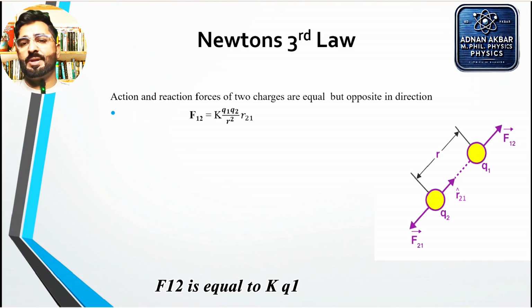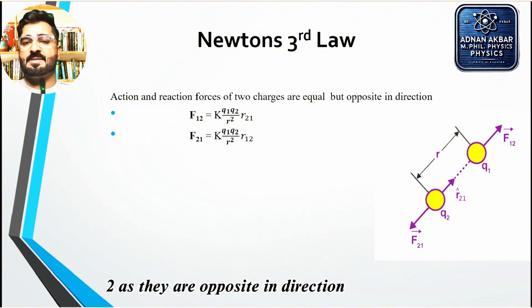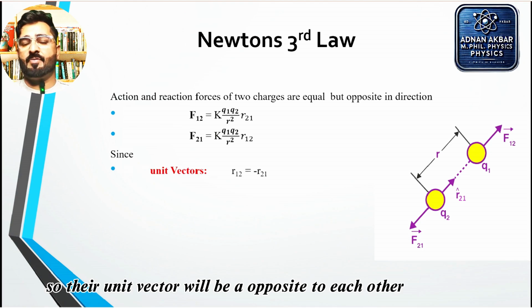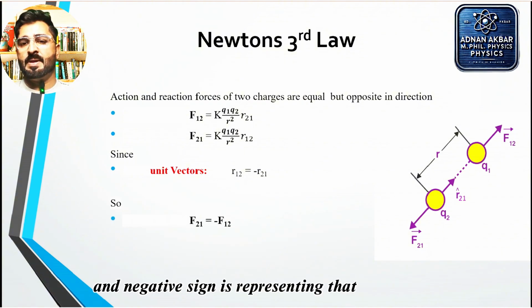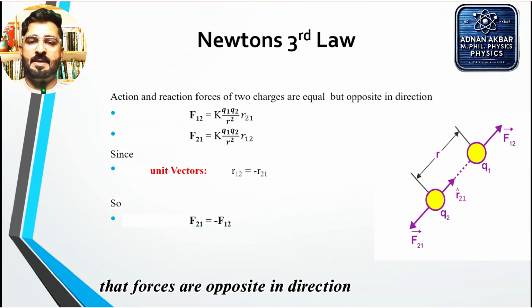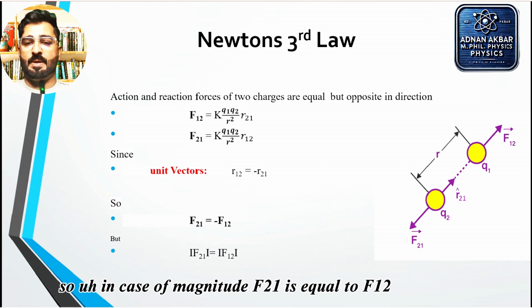F12 is equal to K Q1 Q2 over R square directed along R21. Similarly, F21 is equal to K Q1 Q2 over R square directed along R12. As they are opposite in direction, their unit vectors will be opposite to each other, and similarly the forces are opposite in direction. F21 is equal to minus F12, and the negative sign represents that the forces are opposite in direction, but their magnitudes will be the same. So in case of magnitude, F21 is equal to F12.